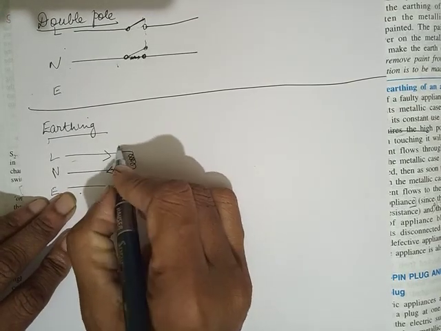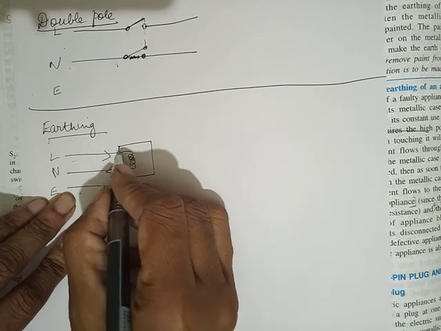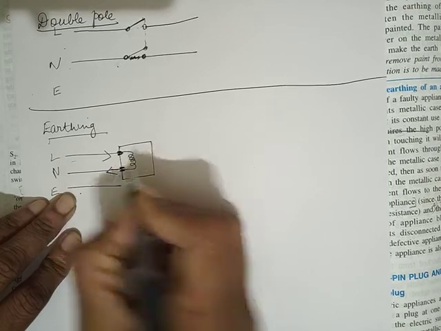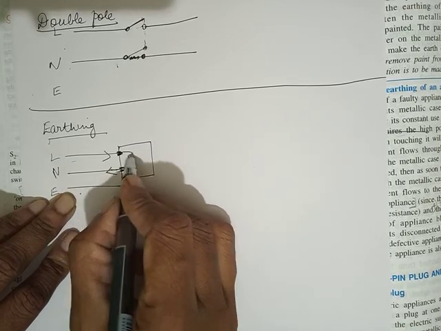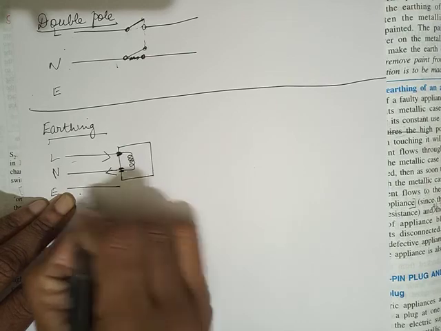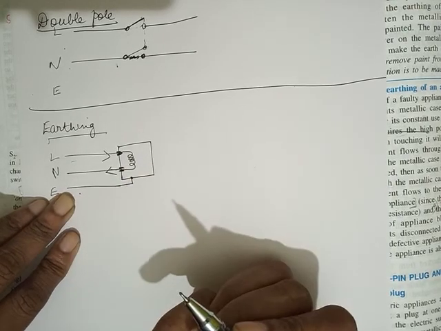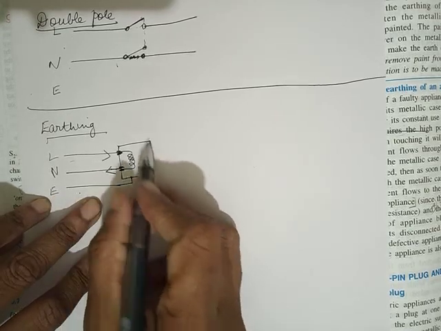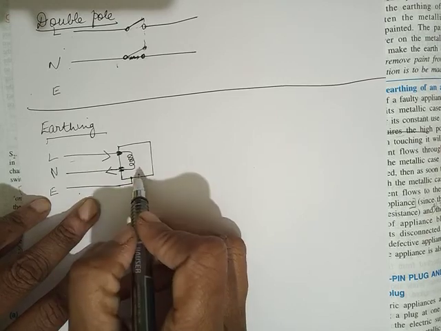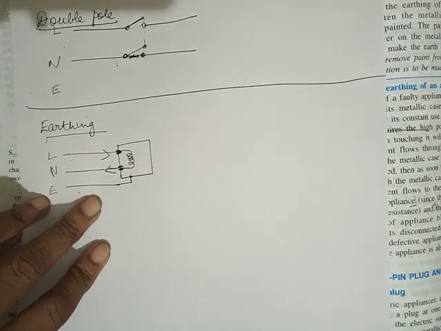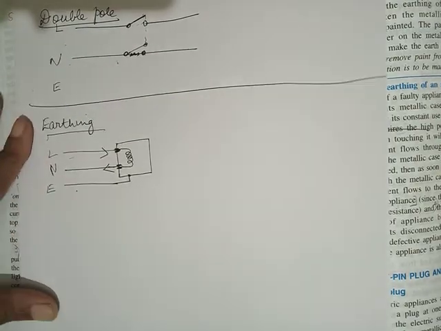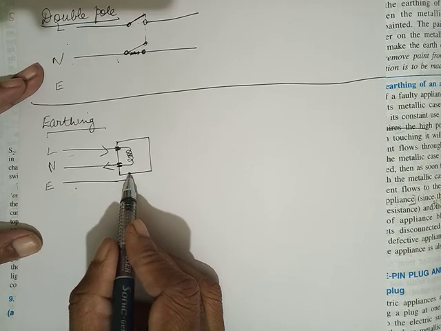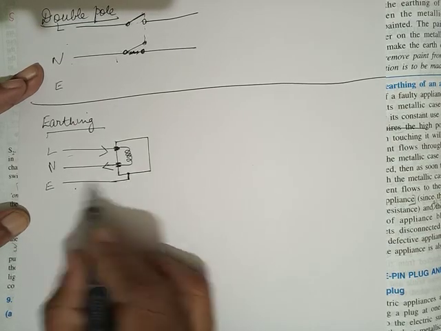Now suppose, imagine this is an appliance, maybe a water heater, a heating rod or something you can take. One end is connected to the live, the other to the neutral, and the earth wire will be connected to the body of the appliance. Mostly all these are metallic bodies, be it microwave, be it heater, everything will have a metal body. So a wire will be going from the metal body to the earth.